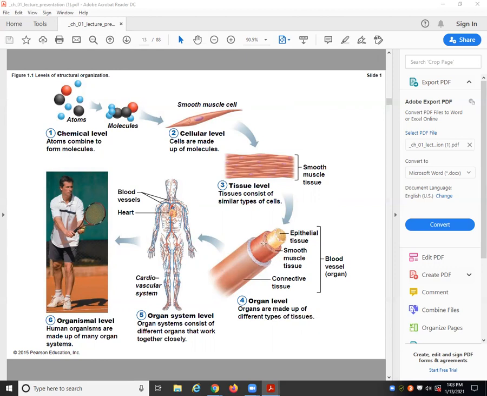And these different tissues, so this is the tissue level. Here's an example of smooth muscle tissue, one of those components of the blood vessel. And those are composed of different kinds of cells. Here's an individual smooth muscle cell. This is the cellular level. Cells are made up of molecules, which are actually just collections of atoms working together. Atoms and molecules are at the chemical level of organization.